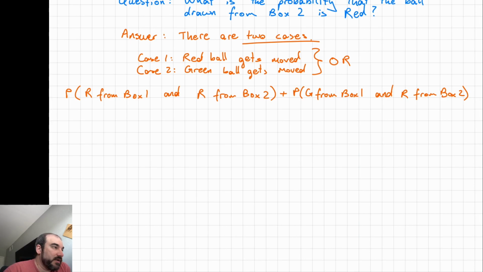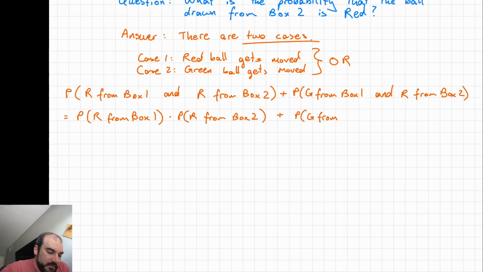So in each of these, we'll be multiplying. So I'm going to say this turns into probability that we get a red from box 1 times the probability that we get a red from box 2 in that case, plus probability that we get a green from box 1 times the probability that we get a red from box 2 in that case. So there's two cases happening. We do the cases separately.